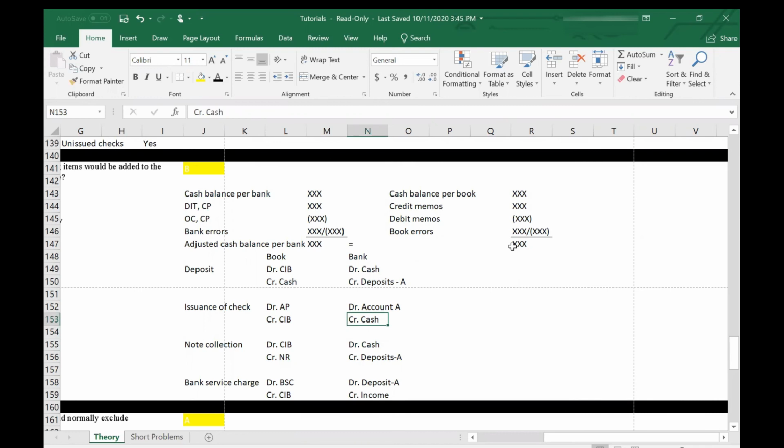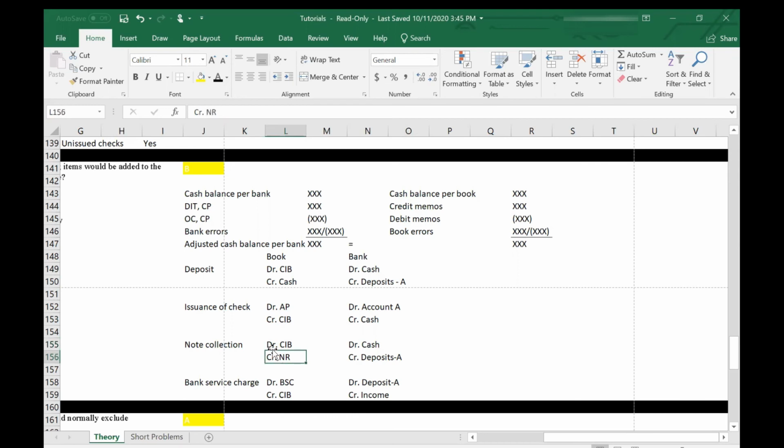So, which is why, again, going back, if it's note collection, it's a credit memo. The bank will credit your account, but then you haven't recorded it, which is why your credit memos, you add them to your cash balance per book. And then, how do you record it? You debit your cash in bank and you credit your notes receivable.